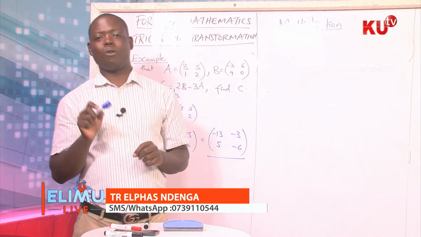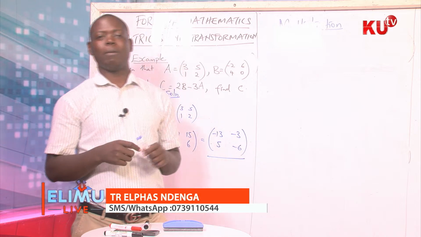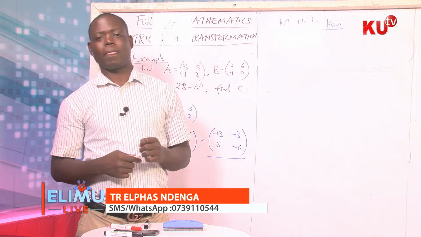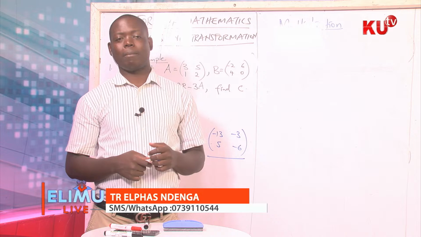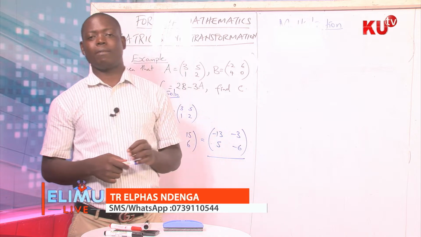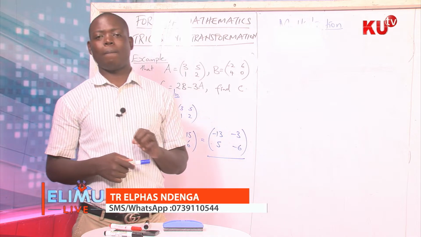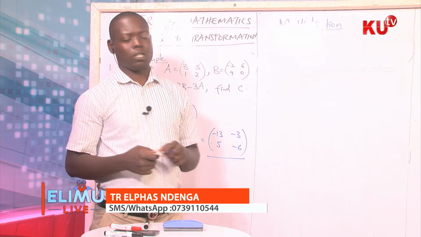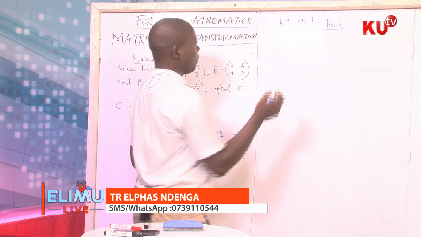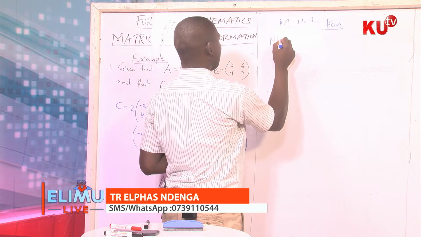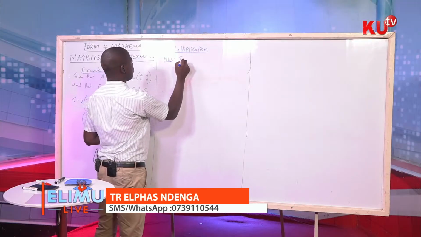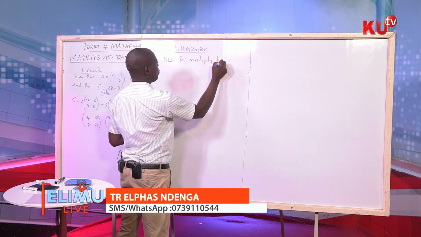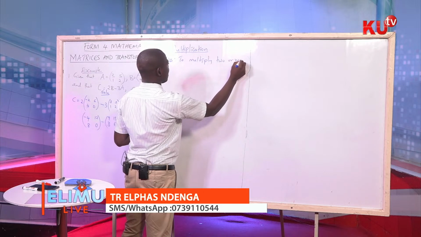Therefore, before you look at multiplication, remind yourself: do you know what are rows? Do you know what are columns? Because that is what will guide you to identify whether two matrices are compatible by multiplication or not. So under multiplication, what do we say? We'll use this, our NB, to multiply two or more matrices.